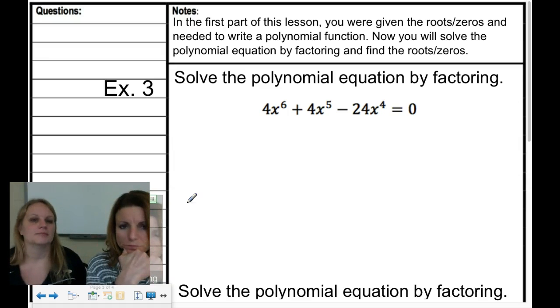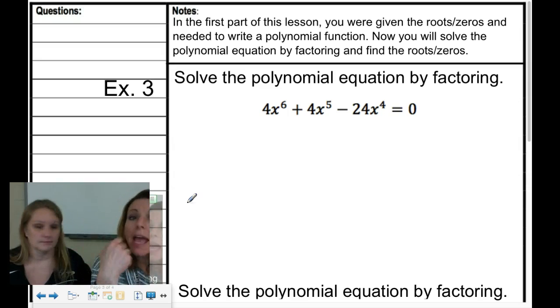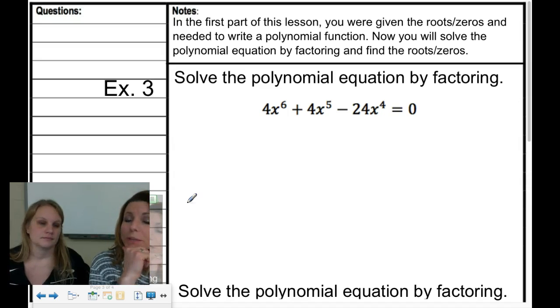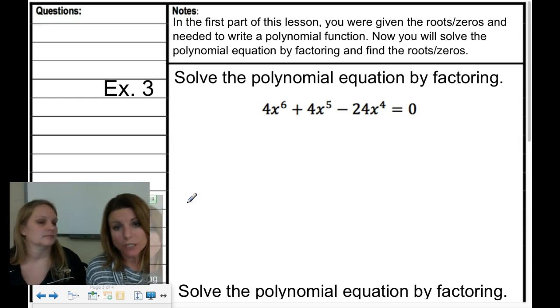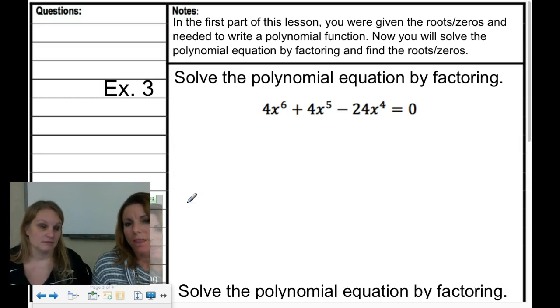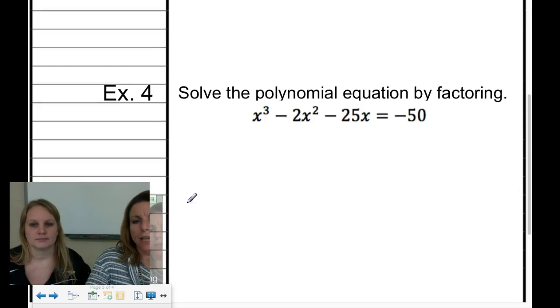notes here. It says in the first part of this lesson, you were given the roots or zeros, and we needed to find a polynomial. Now we're going to be given a polynomial equation, and we have to find the roots by factoring. So we'll get just regular numbers. So let's save example 3 for class, and let's go down to example 4.